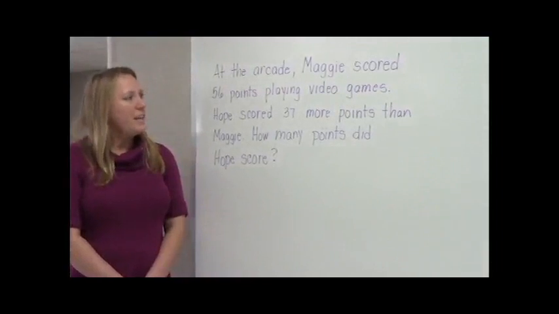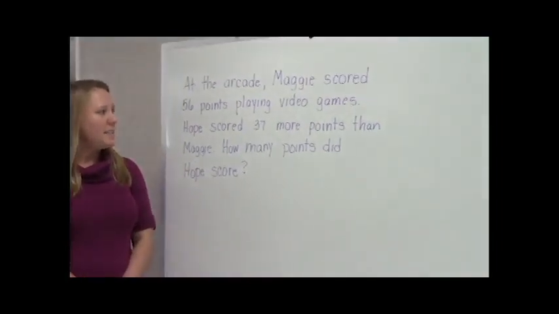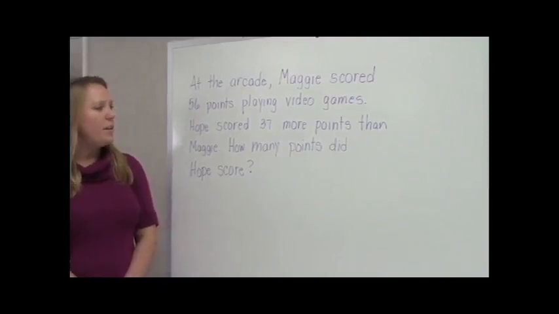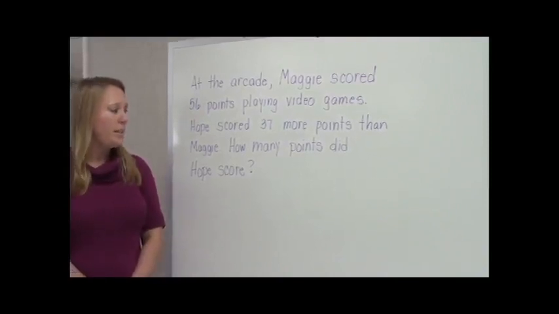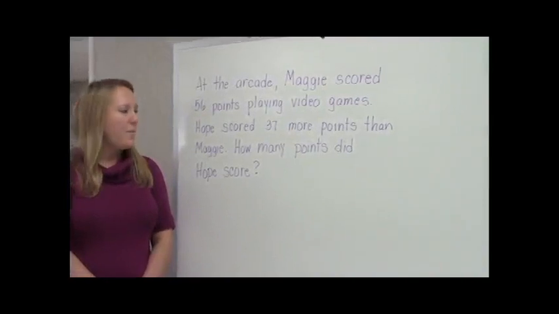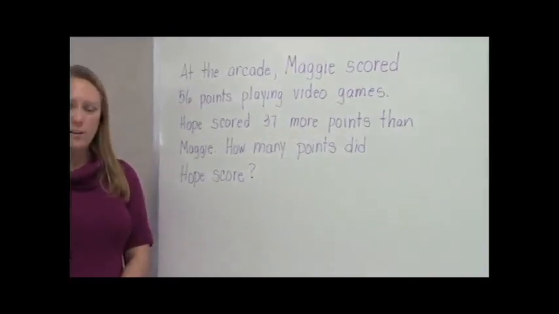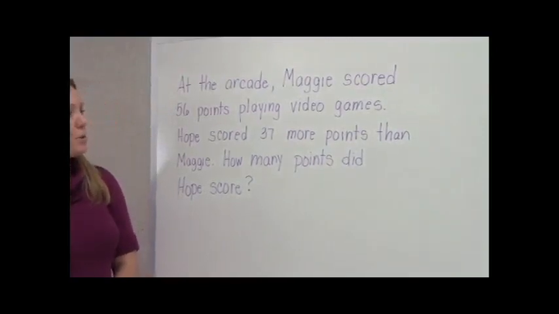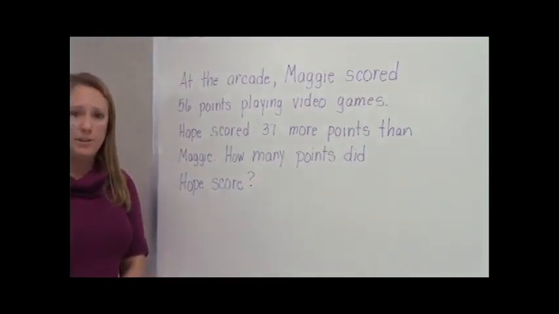At the arcade, Maggie scored 56 points playing video games. Hope scored 37 more points than Maggie. How many points did Hope score? This is considered a comparison problem because we're talking about Hope scoring more points than the other person.